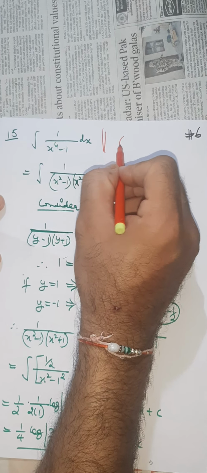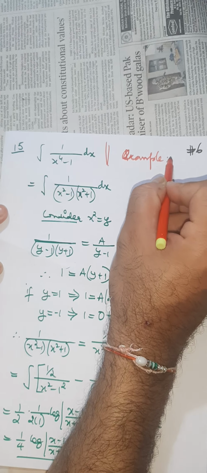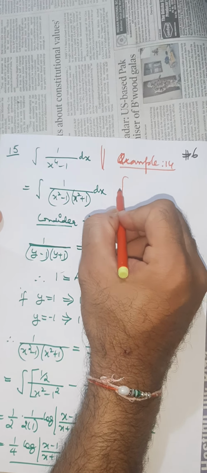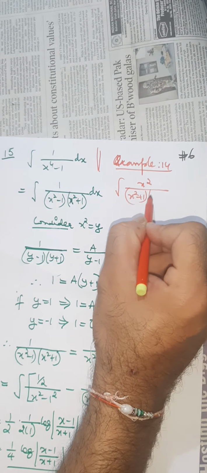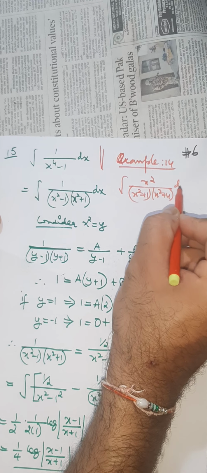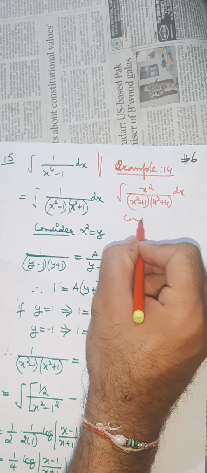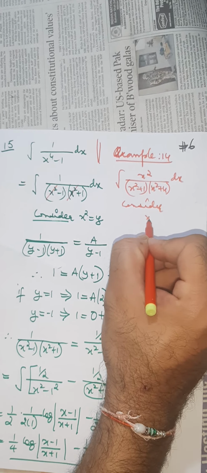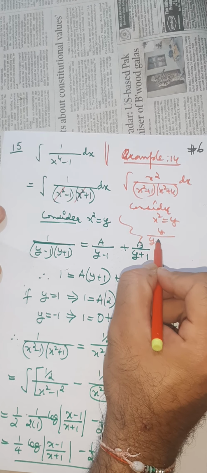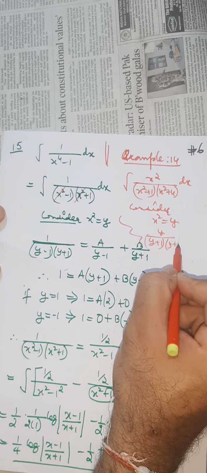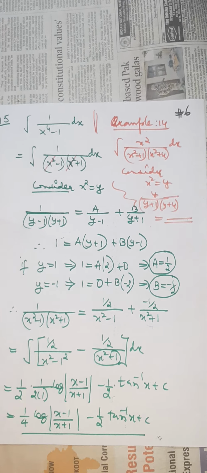See example number 14 of the textbook. It is x squared upon x squared plus 1 into x squared plus 4. You can see that like this question, everywhere you have x squared. So consider here also x squared equals y. So this will be y upon y plus 1 into y plus 4. And then just do it by the partial fraction method as I did here.